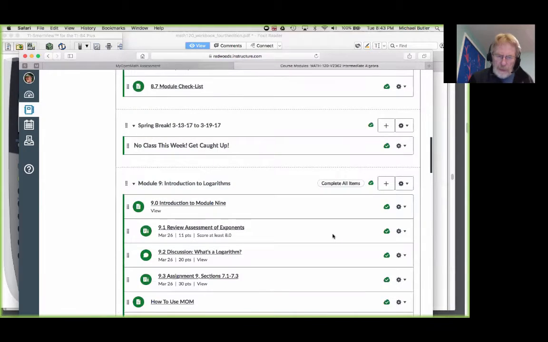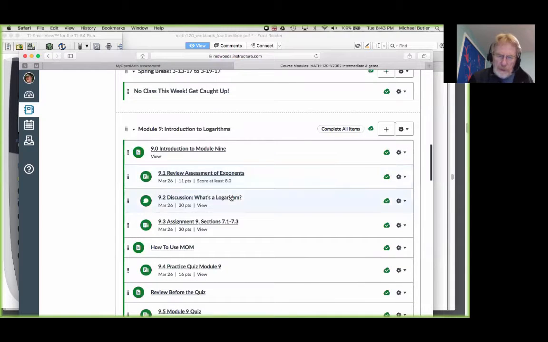All right, so let's see. We're under Module 9, the discussion question. So if you want to type in like I do, if you look at the discussion questions, you'll see that I have the math typed in there. There is a very similar equation editor in there.